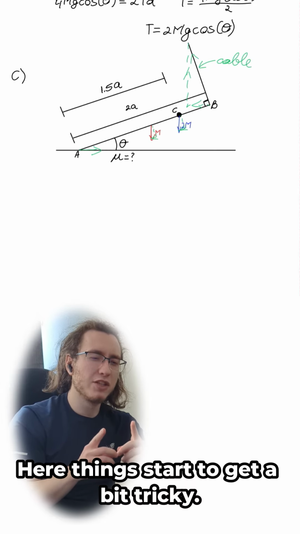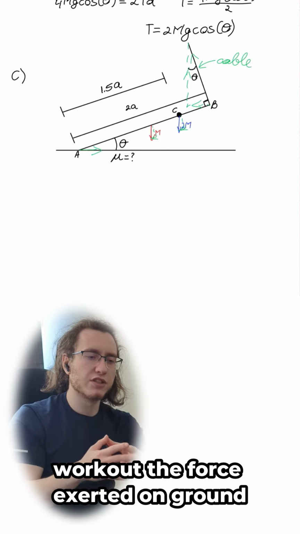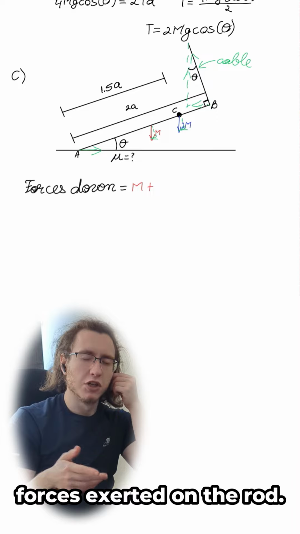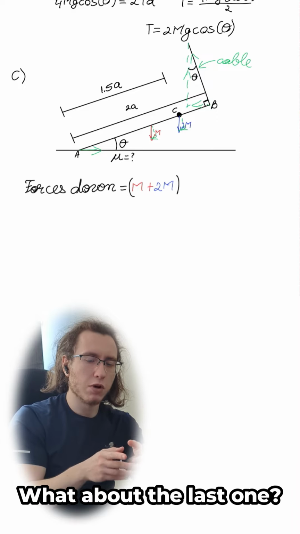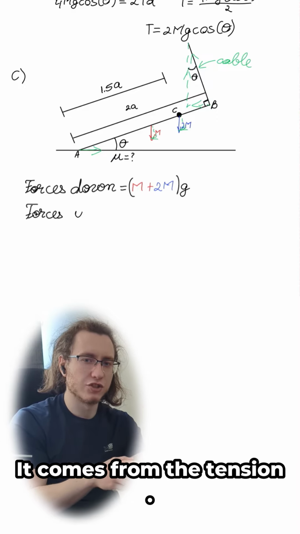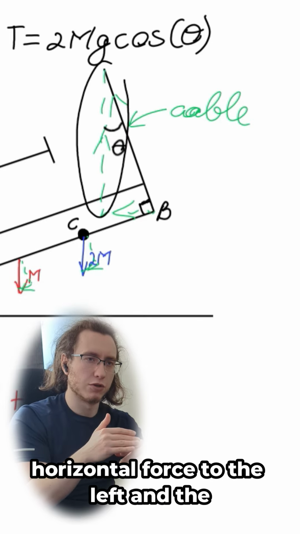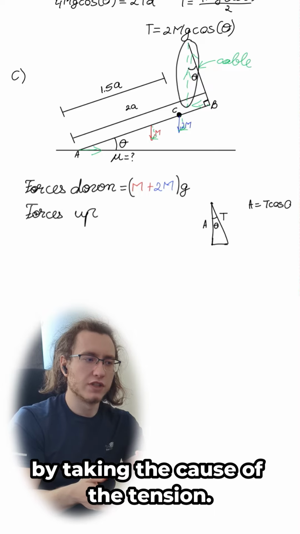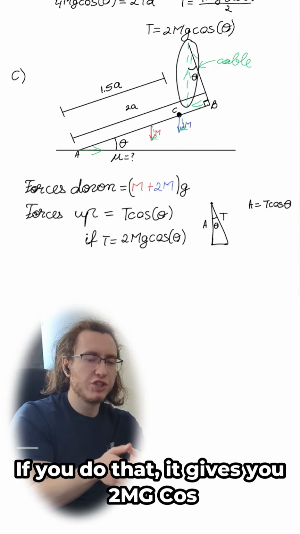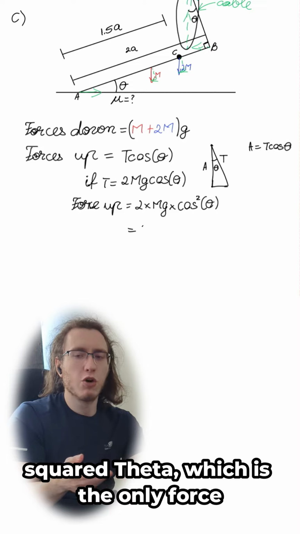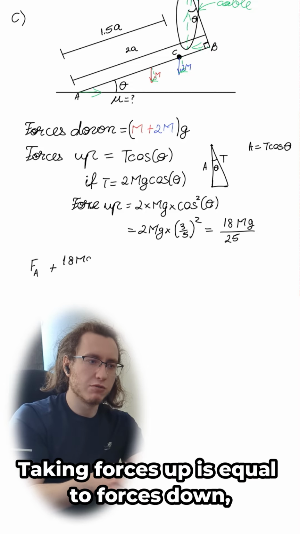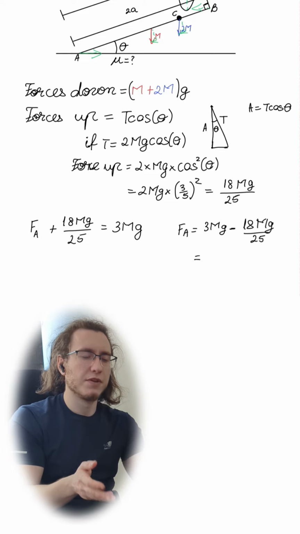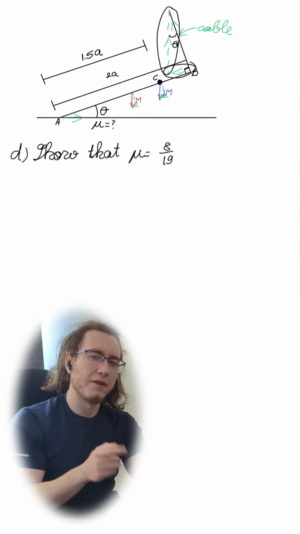Here things start to get a bit tricky for the third part. Work out the force exerted on ground at A. You have to figure out all the vertical forces exerted on the rod. 2 of them are obvious, the M and the 2M. What about the last one? It comes from the tension. So the tension is going to apply a horizontal force to the left and a vertical force upwards, which you work out by taking the cos of the tension. If you do that, it gives you 2mg cos squared theta, which is the only force acting upwards. Taking forces up equal to forces down, and so Fa gives you 57mg divided by 25 as requested.